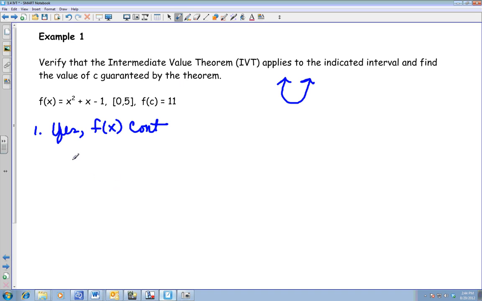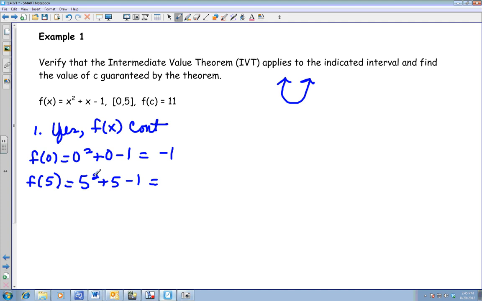Okay, and now we are going to find our f of 0 and f of 5. So f of 0 equals, I'm going to plug 0 in place of all my x's. 0 squared plus 0 minus 1. That's negative 1. Now I'm going to find f of 5. So I'm plugging 5 in place of all my x's. So this is 25. 25 plus 5 is 30. 30 minus 1 is 29.